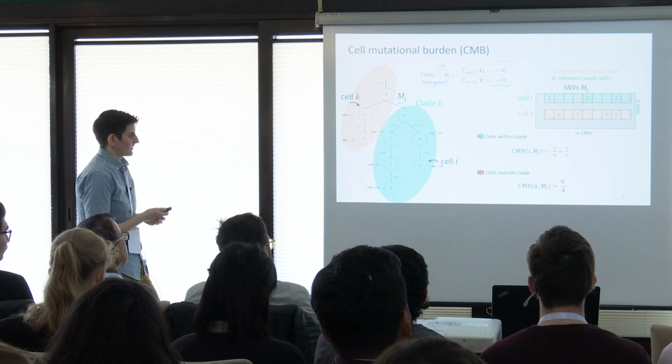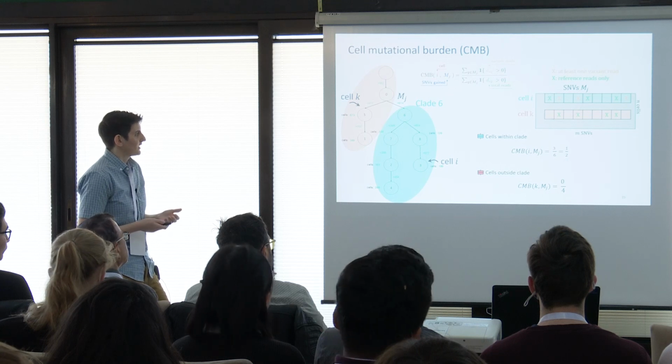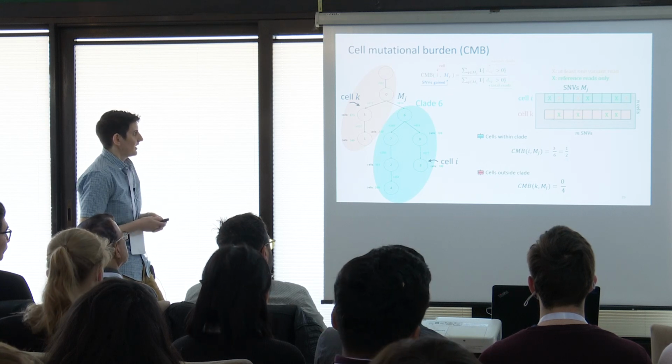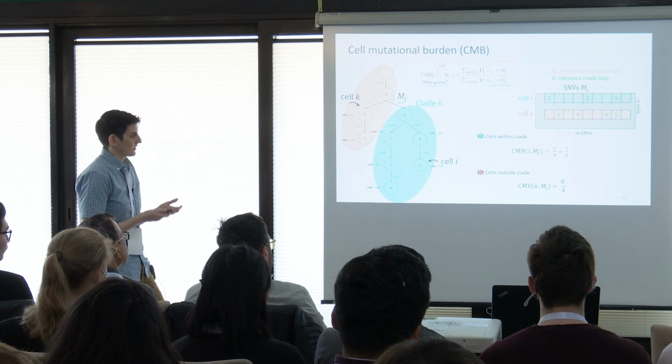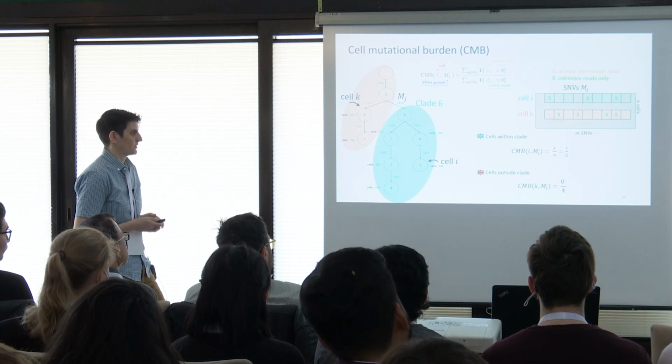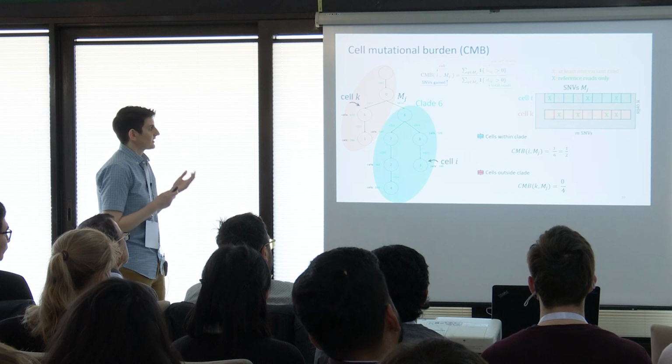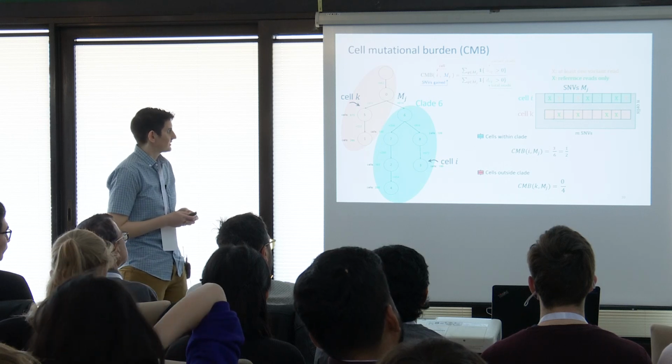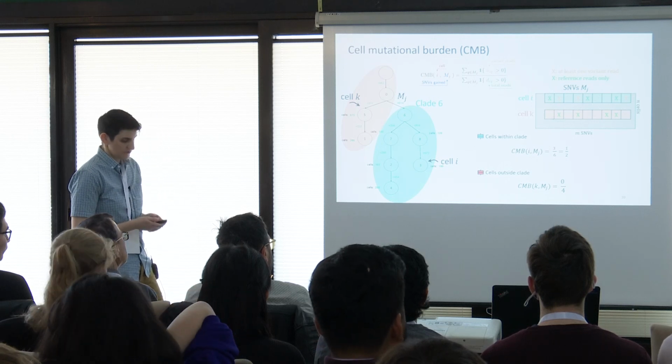And we would just take the proportion of green X's for a particular row. So in this case, for the cells that are within the clade, where we would expect to have evidence of these SNVs, we would expect the CMB to be high. In this example, it would be 0.5. For the cells outside the clade, we don't expect those SNVs to be present, and so we would have a low CMB.